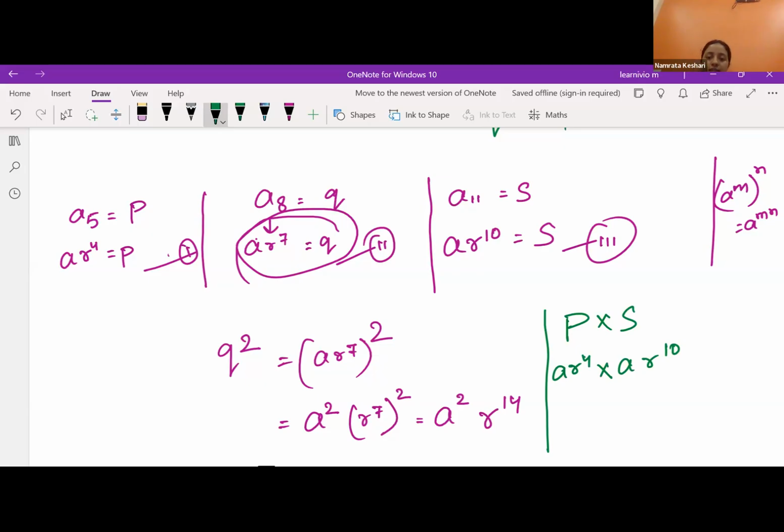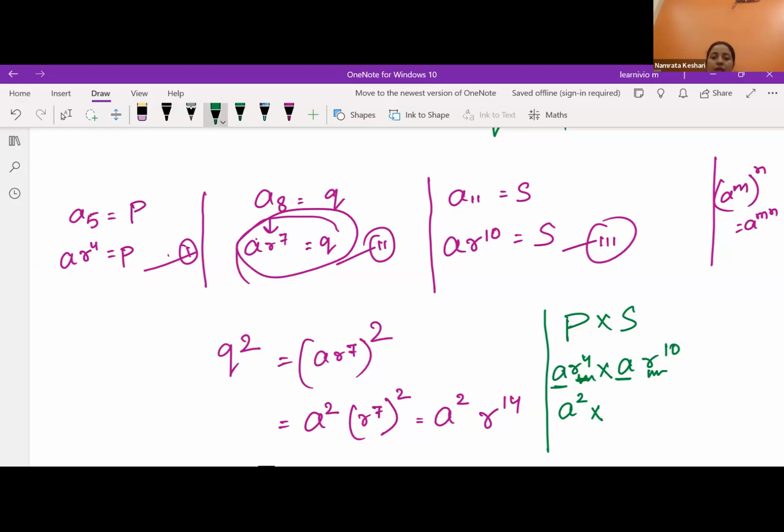So a is here, a is here, both multiplied together will give a square. Then r to the power 4 is here and r to the power 10 is here, both will sit together. Actually, all are in multiplication with each other: a r to the power 4, a r to the power 10. So even though we change their places, it doesn't matter at all, right?